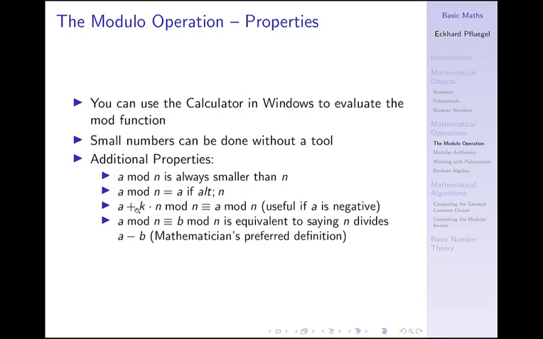So what you can do is add any multiple k times n to your input without actually changing the value of the mod function. Here I've used the congruent operator. What we're saying is, if you compute a mod n on this side, and you compute a plus k times n mod n on the other side, then they're congruent mod n. In other words, the mod n value is the same.